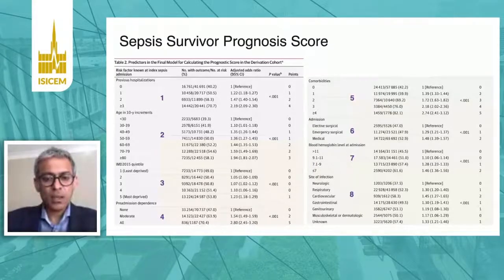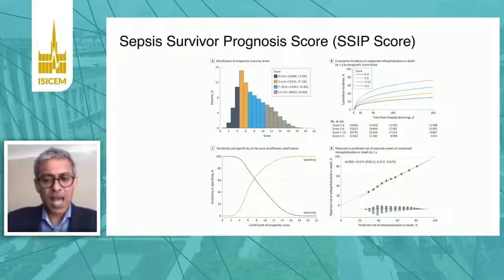Now let's look at what happens to the distribution of the prognostic score and the outcomes in these patients. Figure A shows you the distribution. What you see here is a score of 0 to 4 occurs in roughly 17.6%, score of 5 to 6 in 27.1%, and score of 7 or more occurs in nearly 55% of the population. Figure B highlights your risk of unplanned rehospitalization or death by 1 year within each of those prognostic strata. What you see here is a dose-response relationship. Increasing score gives you increasing risk of rehospitalization or death, which essentially highlights the value of this kind of prognostic score.